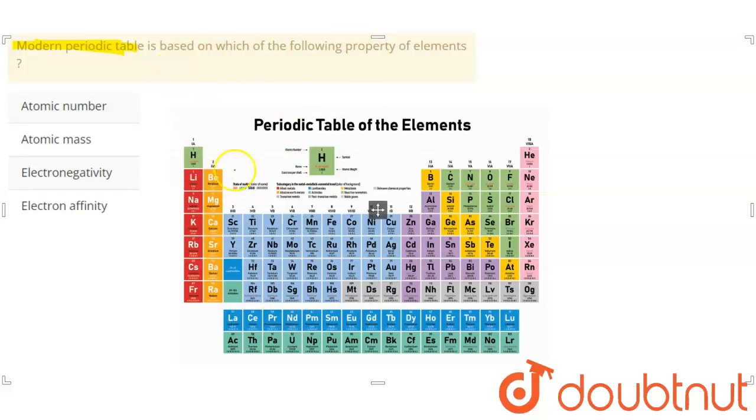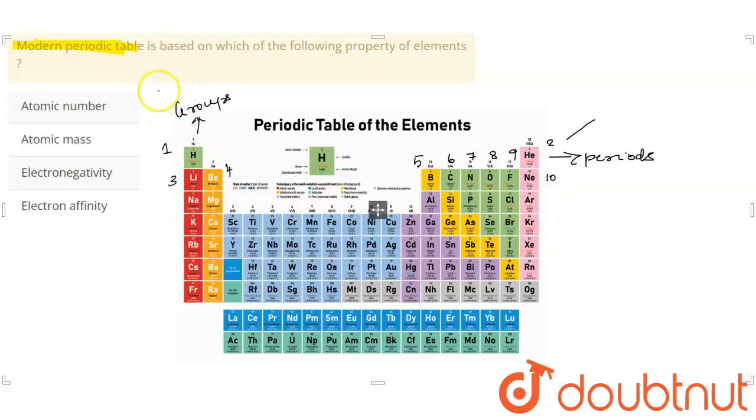If we look at this modern periodic table, we can see there are so many elements arranged in horizontal rows and vertical columns. The horizontal rows are called periods and the vertical rows are called groups. So how are they arranged? For example, hydrogen has atomic number 1, helium has atomic number 2, lithium 3, beryllium 4, boron 5, carbon 6, nitrogen 7, oxygen 8, fluorine 9 and neon 10, and it keeps on going.